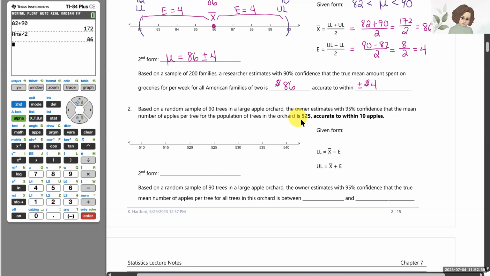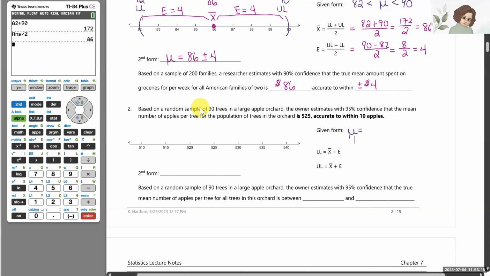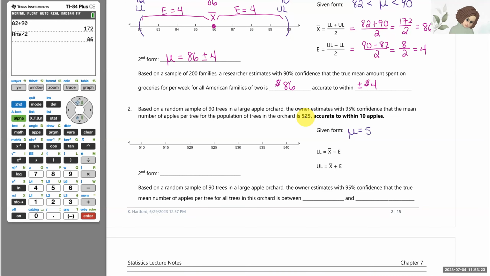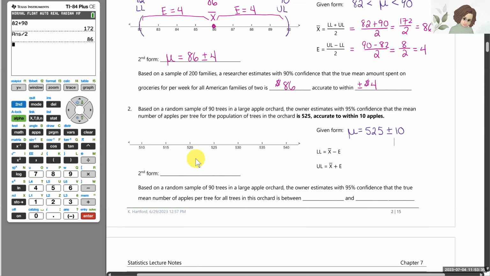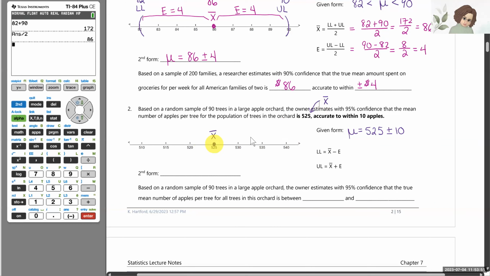So now they say is a value and then accurate to within. So now they're giving us the form mu. So based on the sample of 90 trees, this is what I think is true for the entire orchard of trees. We think that the mean is 525 apples per tree, plus or minus the within part, plus or minus 10 apples. All right, so let's draw this information. So the 525, that was the X bar value, the sample mean. So when they say is, where they got this value from is your sample mean, and then plus or minus 10. So they're giving us the margin of error.